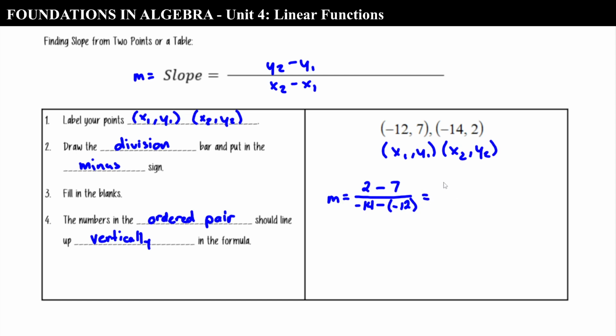And then from here, we're just doing math. We have 2 minus 7 on the top. Negative 14 minus a minus gives us a plus 12 on the bottom. And so 2 minus 7 is going to be negative 5. Negative 14 plus 12 is going to be negative 2. And our negatives will cancel, so our slope is going to be 5 over 2. So now that we've seen how to do this, let's do a few examples, because this is basically all of the new content for this section.